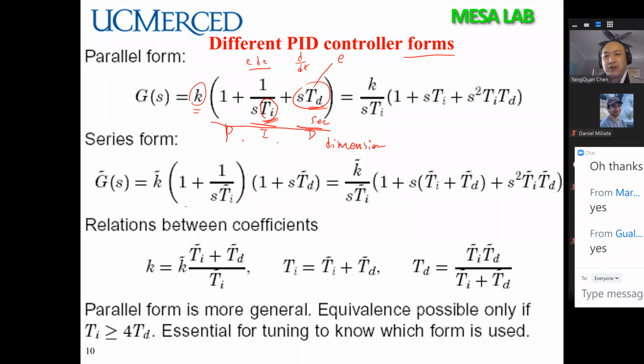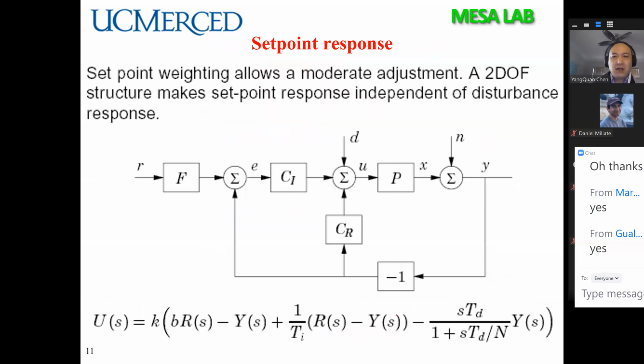For the series form, you have a PI, and this is a PD, right? This is a P, this is a D, this is a PI times PD. You get the same thing, okay? So those coefficients can be equivalent, okay? So that is another form. This is more of an industrial form.